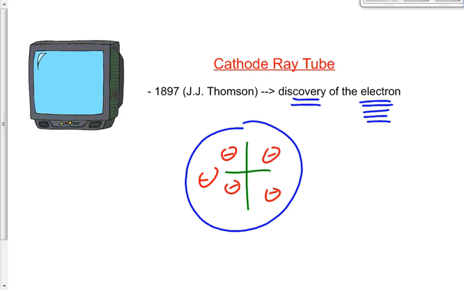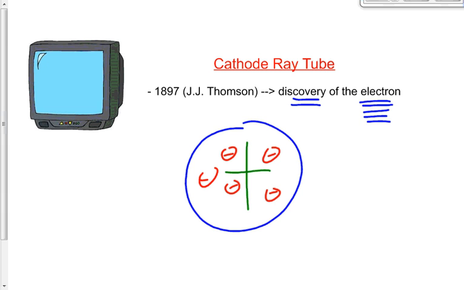Now, how did he come up with that conclusion? Well, he used a device called a cathode ray tube. He didn't invent it, by the way. A cathode ray tube had been around for probably 40 years or so prior to Thomson. Lots of people had used cathode ray tubes in various experiments and made observations with them. But it wasn't until Thomson in 1897 that we actually discovered something important with cathode ray tubes.